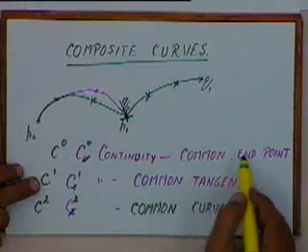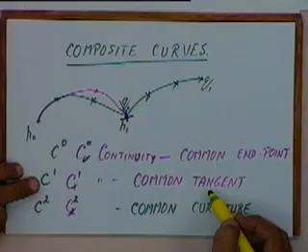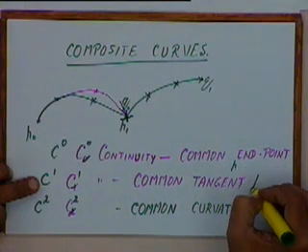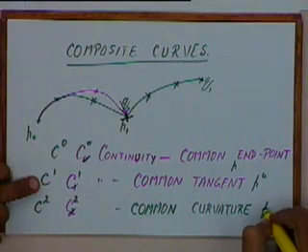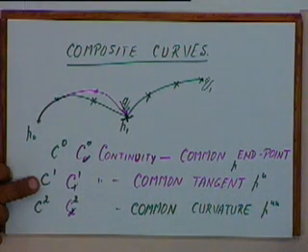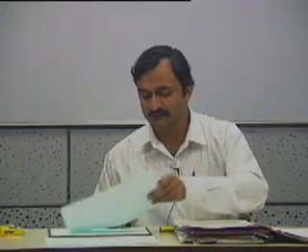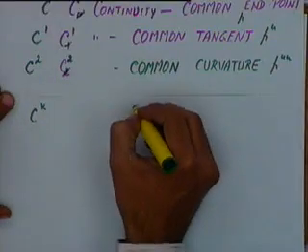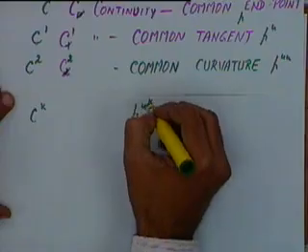Only then can you talk of a common curvature. If the slopes are not the same, there is no point in talking of curvature. If the endpoint is not the same, there is no point in talking of the tangent. So, in this case the points are the same, in this case the derivatives are the same, and in this case the second derivatives are the same. Similarly, we can define a general kth order continuity. Let us say Ck, we will say that the kth derivatives are the same.